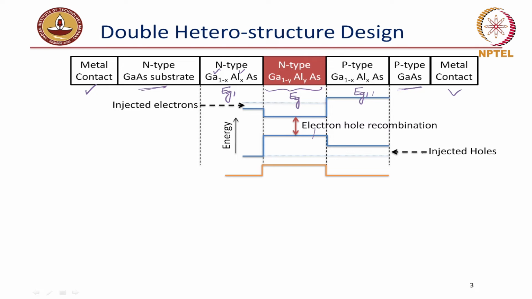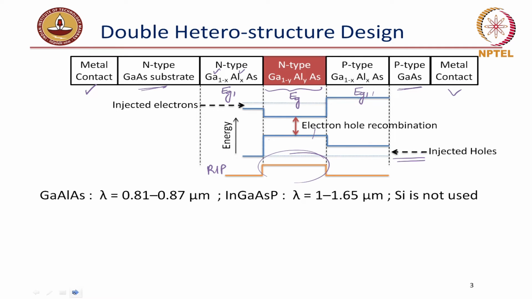Similarly, the injected holes get trapped in this region, and the electron hole recombinations actually happen in this active region. And as we discussed earlier, that's where the refractive index is. So this is the refractive index profile. That's where the refractive index is higher, and you get optical confinement.